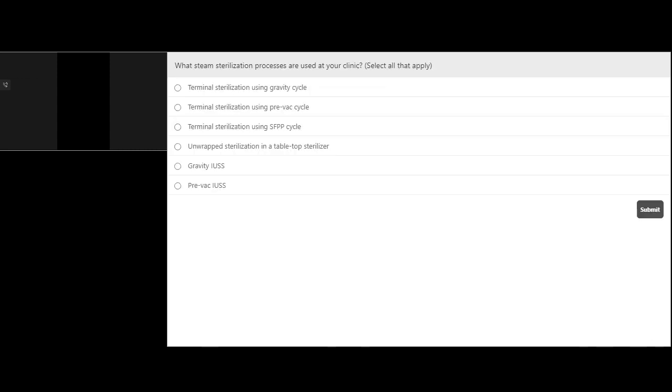And that takes us to our next polling question. At your clinic, what method of steam sterilization are you using? What specific process are you using? Do you do terminal sterilization using gravity cycles? Terminal sterilization using pre-vacuum? Perhaps you use SFPP? Maybe you use unwrapped sterilization in your tabletop sterilizer, and maybe you use IUSS, either gravity or pre-vacuum. I'll give you a moment to vote.